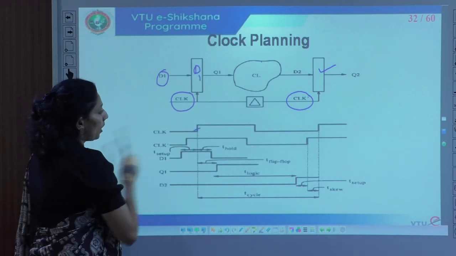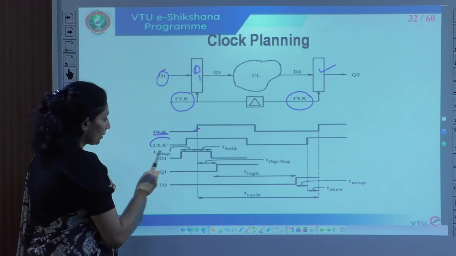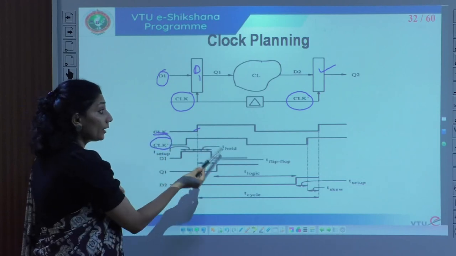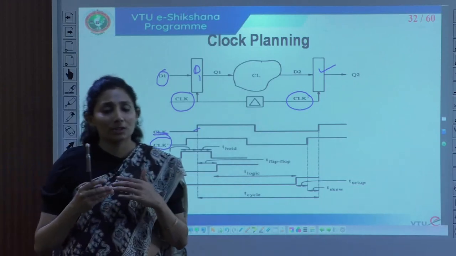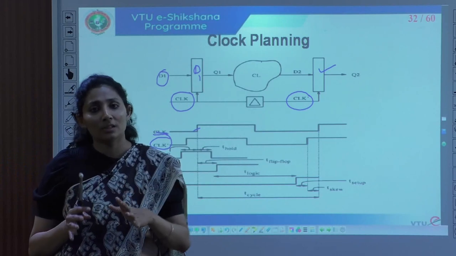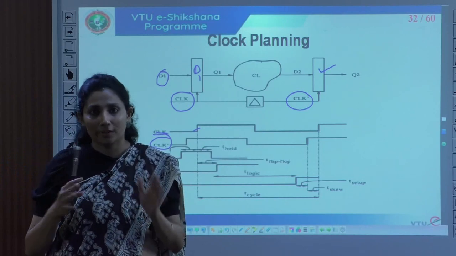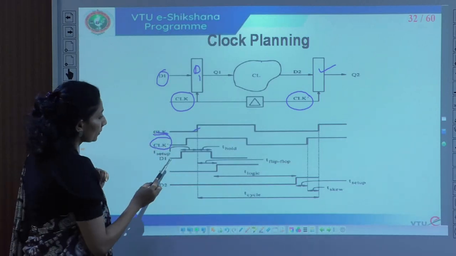This is the first clock, the clock reference. There is another clock called clock bar. They are not exactly complementing each other, that's why I said you don't take this as a master-slave configuration or something. These are two different reference clock signals, that's it. So, this is clock bar.